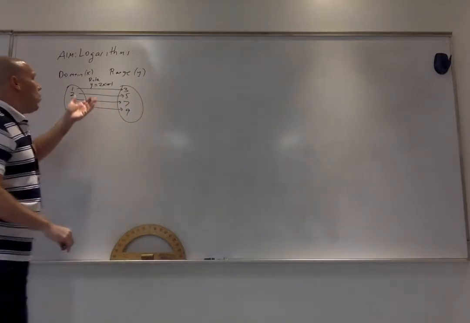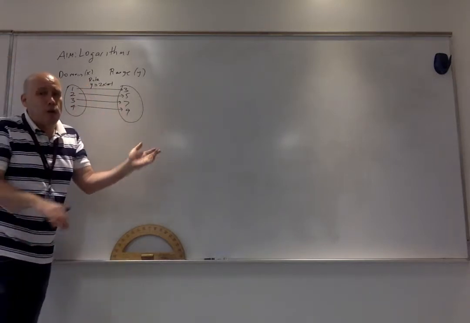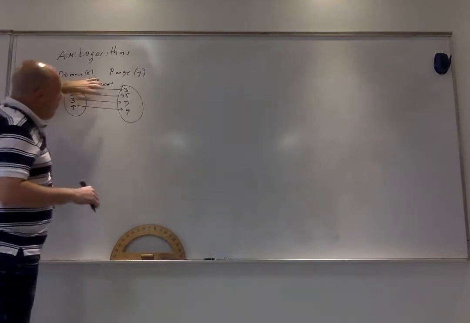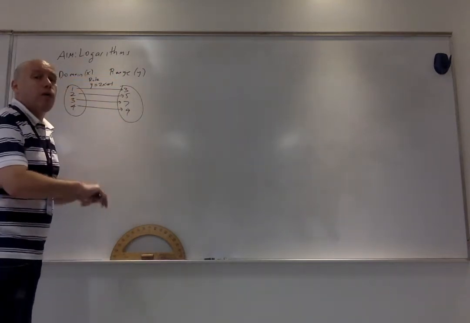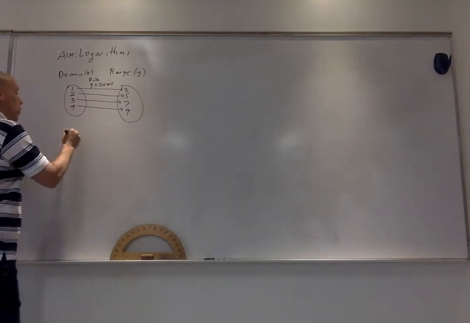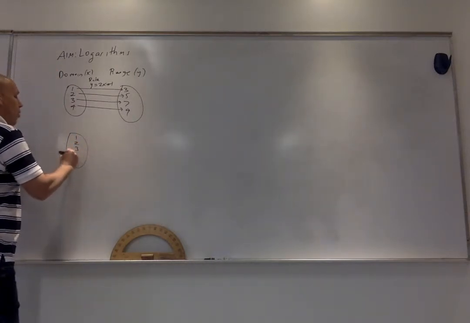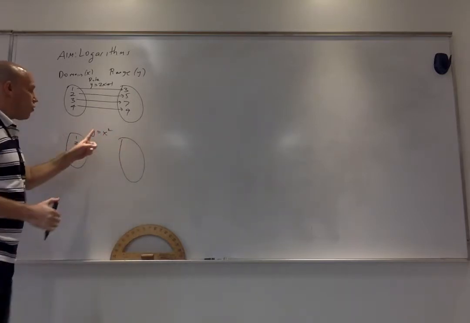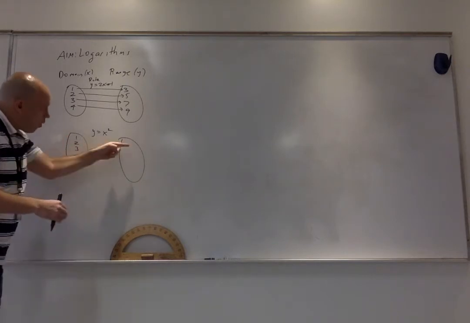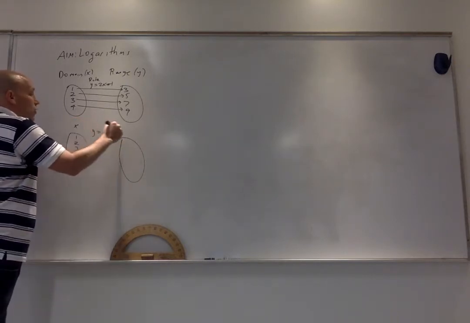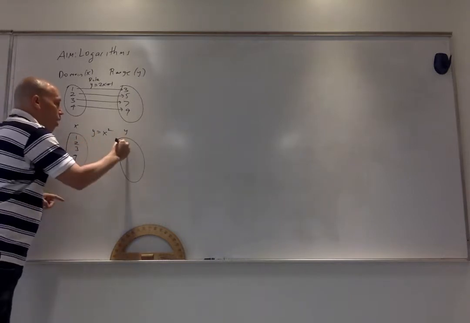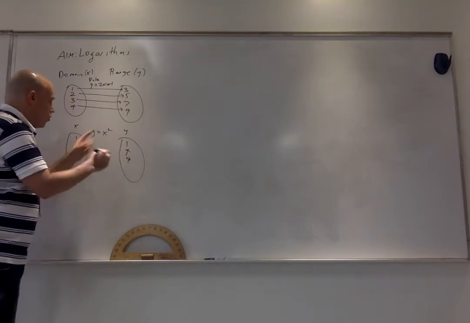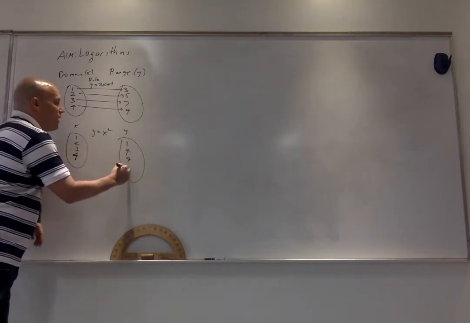We plotted the points, we made lines, we analyzed them. But the idea was we took a bunch of x values and used a rule to turn them into y values. Let's do another one. How about 1, 2, 3, 4? Let's use the rule y equals x squared. How does the rule map 1, 2, 3, 4 into the range? 1 squared is 1, 2 squared is 4, 3 squared is 9, and 4 squared is 16.